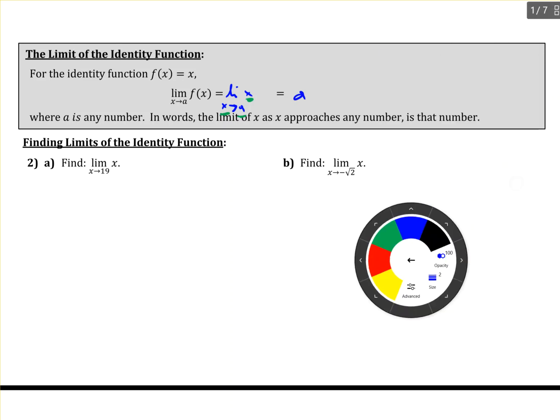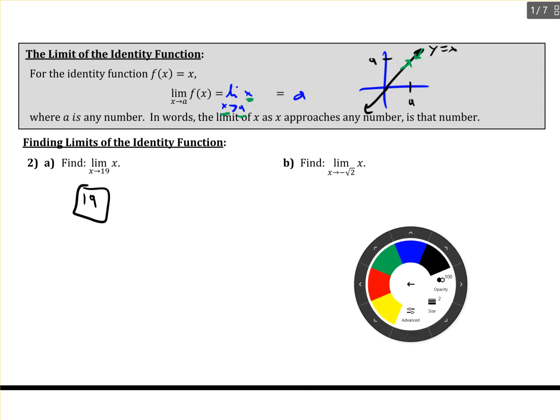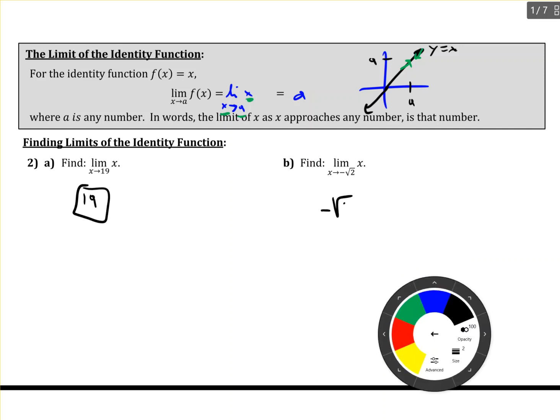Again, visually, if you want to look at it, there's y equals x. Here's a. Then as x approaches a, notice from the left and from the right, since it's y equals x, that's a as well. And as x goes to a, the y value is getting close to a, which is represented by x. So the limit as x goes to 19 of x is 19. And the limit as x goes to negative square root of 2 of x is negative square root of 2. So far so good.